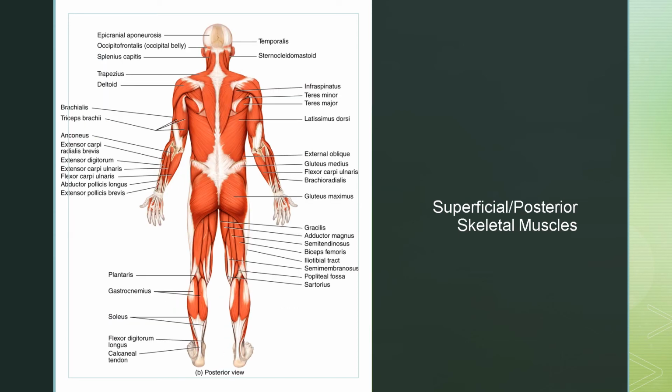Here we have some superficial posterior muscles. Things like the gluteus maximus, large muscle on the buttocks, the latissimus dorsi, which is a very wide muscle on the dorsal surface or the back surface of the body. So again, just using all of those root words to help you to determine where the muscle is and help you determine those muscle names.